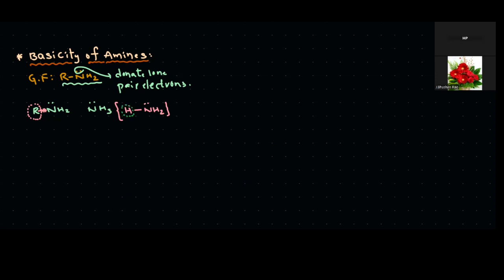Now this hydrogen is neutral. What about this R group? This R group is an electron releasing group. An electron releasing group always increases the electron density on the adjacent nitrogen atom, so this nitrogen donates its lone pair of electrons easily to others. That is why the basicity of primary amines is always greater than that of the ammonia molecule. This is the basic information.